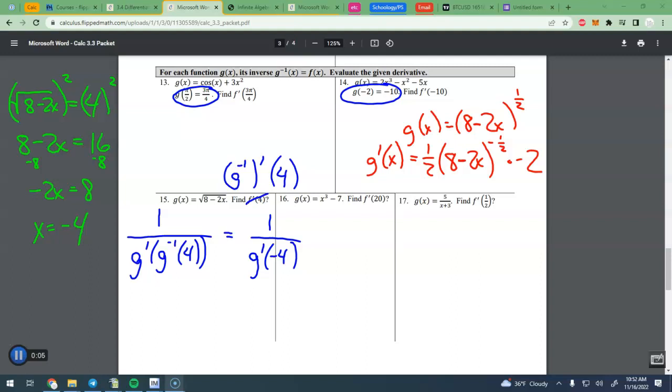And my job is to plug negative 4 into that. Is there any benefit to me simplifying that first? There's not. My answer is going to be a number. Like, I'm going to plug a number into that and get a number. So I don't care how simple it looks or how it's organized. If it helps you to simplify it first, do it. But I don't think that's true of very many people. So I'm going to plug in g prime of negative 4. It's going to be 1/2 times 8 minus 2 times negative 4, to the negative 1/2, times negative 2. We're going to talk through that.